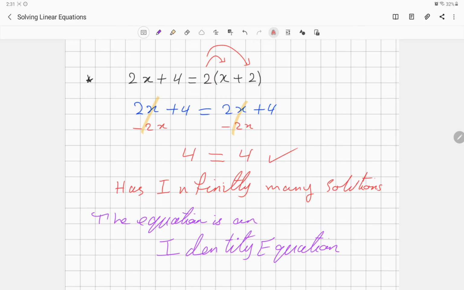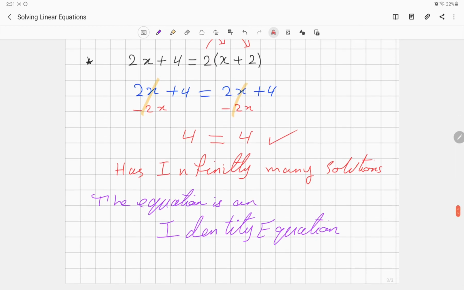And if you try any value of x here, let's say you want to try 1. You will get 2 times 1, that's 2 plus 4, 6. 2 times 1 plus 2, that's 3. 2 times 3 is 6, so 6 equals 6. If you try 0, for example, it will be 4 equals 4. If you try 5, you will get 14 equals 14, and so on. So this equation has infinitely many solutions, and it's called an identity equation.